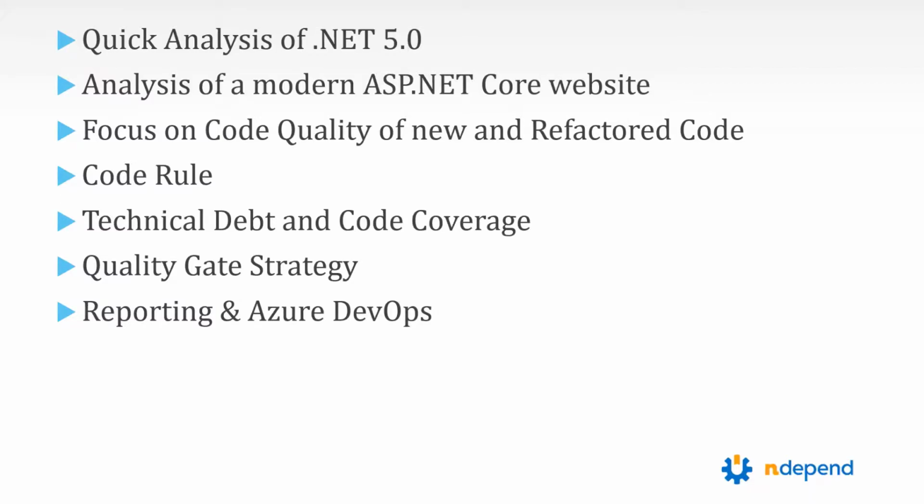Then we're gonna have a look at the NDPen code rules and how they differ from, for example, Roslyn analyzers. Then a word on technical debt and code coverage, and how NDPen is attempting to estimate the technical debt. Then we're going to present the quality gate strategy you can put in place with NDPen, especially when it comes to reporting, and it also works in Azure DevOps.